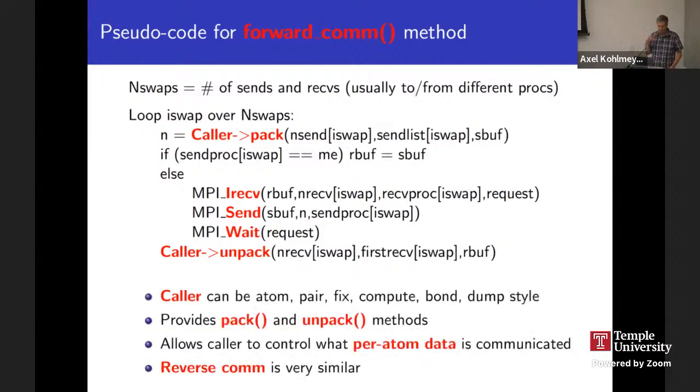So caller can be an atom, a pair, a fix, a compute, a bond, a dump style, as I said. In all cases, that pack and unpack is provided by the caller, so it knows exactly what information to put in. And that allows the caller to control what per-atom data is sent forward. And reverse comm is very similar to this, just with the altered pattern I showed you.